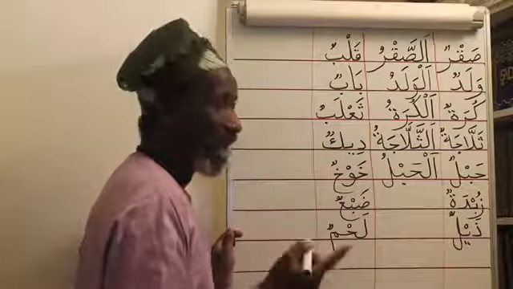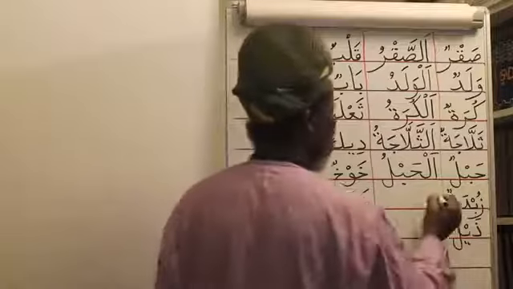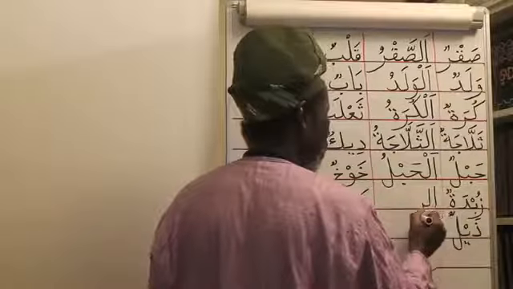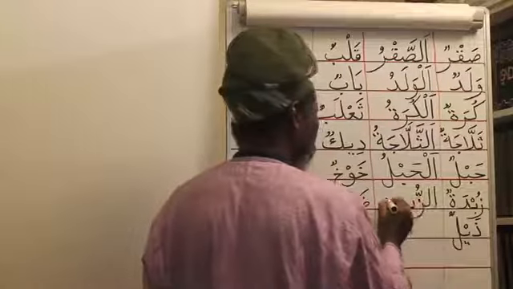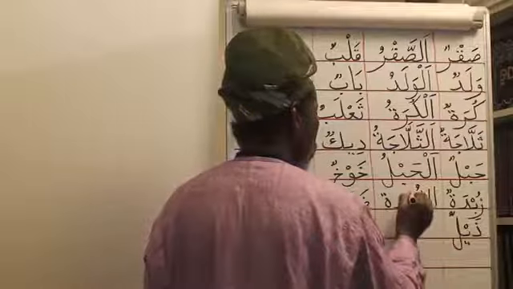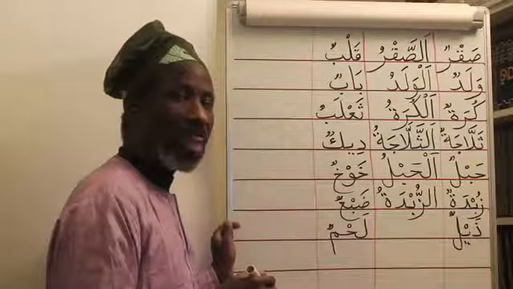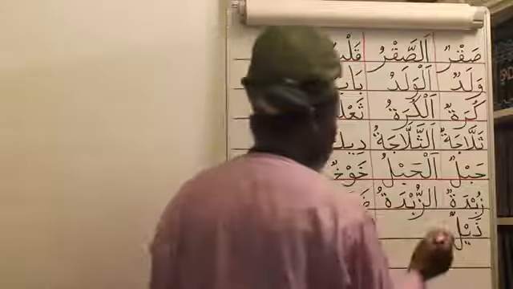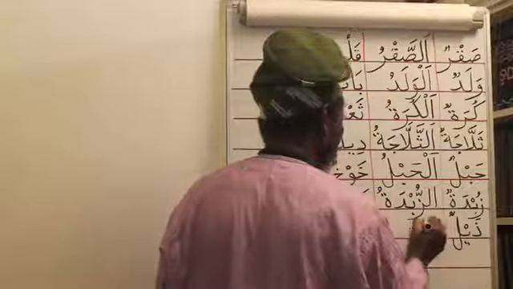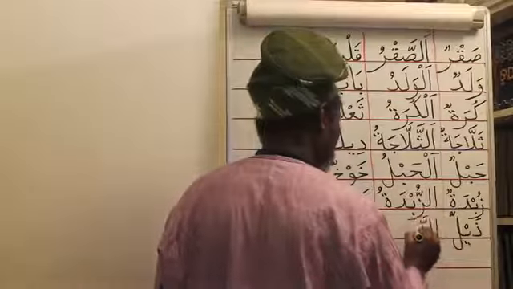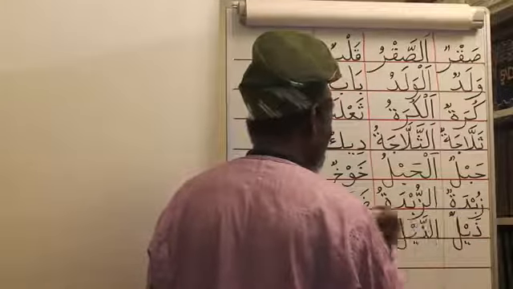Zubdatun. Zay is a sun letter. Az-Zubdatu. Dhailun. Adh-Dhailu. The dhal is a sun letter as well. Shadda. Adh-Dhailu.